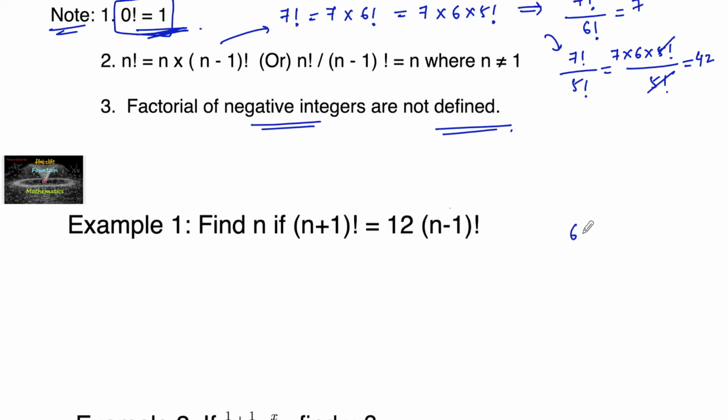Let me take 6 factorial, which is equal to, we can write it as 6 into the next lower number 5 factorial, or we can also write 6 into 5 into, and the next lower number is 4 factorial. In the same manner here n plus 1 and n minus 1 factorials are given, so you need to identify which one is larger and which one is smaller. So clearly n plus 1 is the larger number and n minus 1 is the smaller number, right?